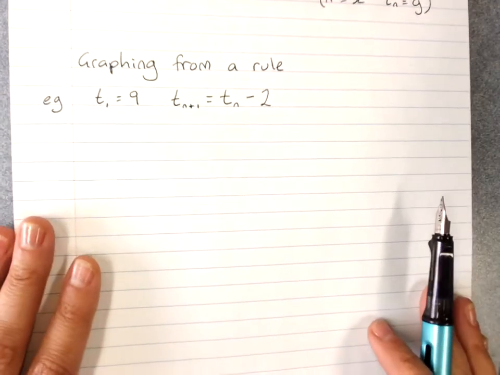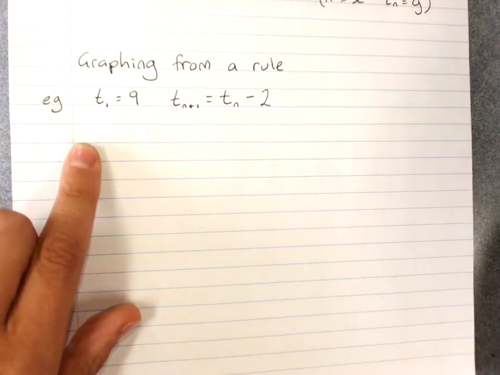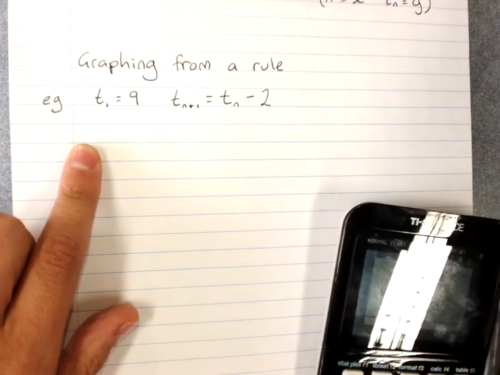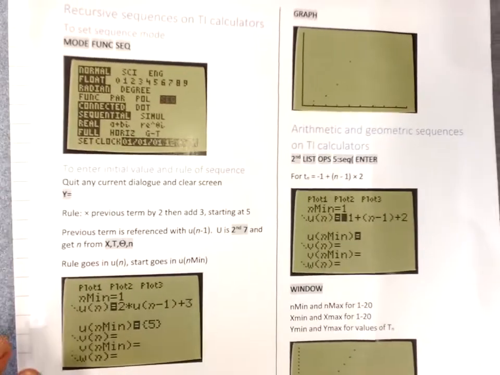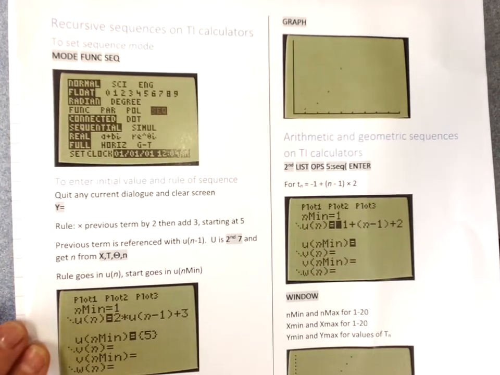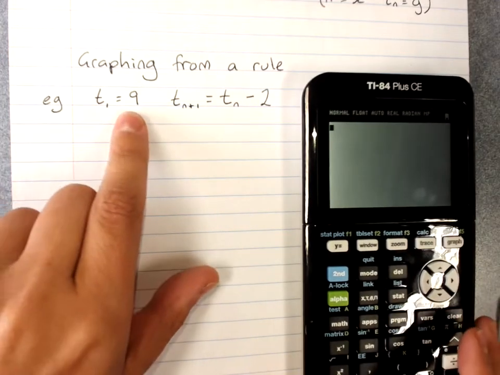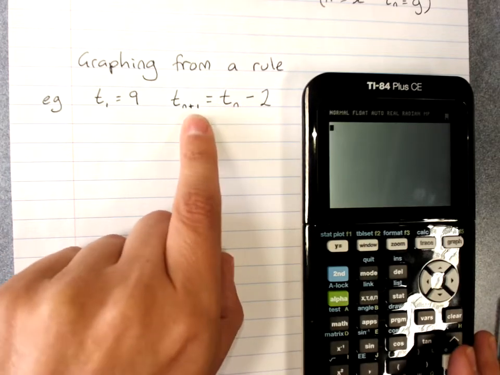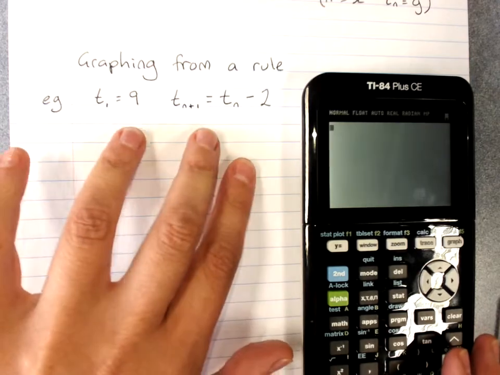Now, graphing from a rule is also possible. You can enter a rule in recursive form into a graphics calculator. I'm not very fond of doing it. I'll give you a page of notes, but I'll go through how to do it. So I want to enter the fact that my first term is 9 and I've got a rule, Tn plus 1 is Tn minus 2. I might want the terms in the pattern, or I might want to see the graph.